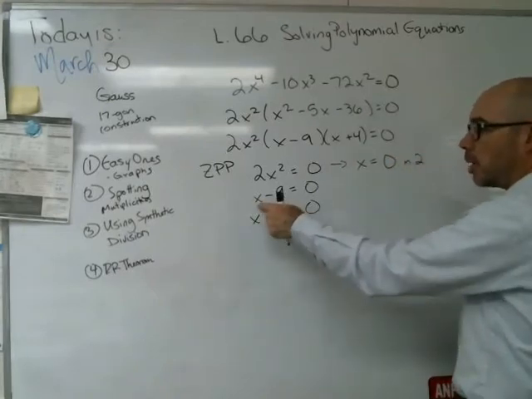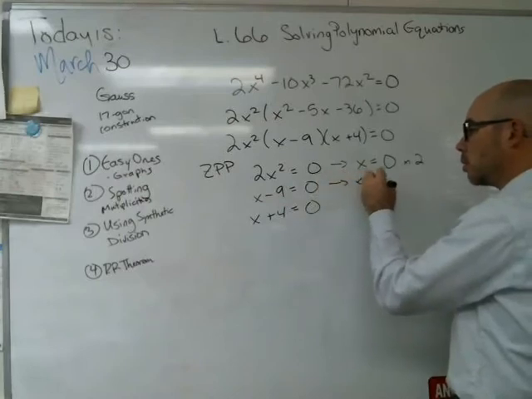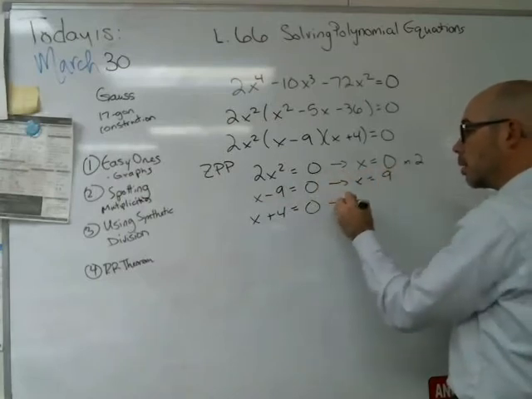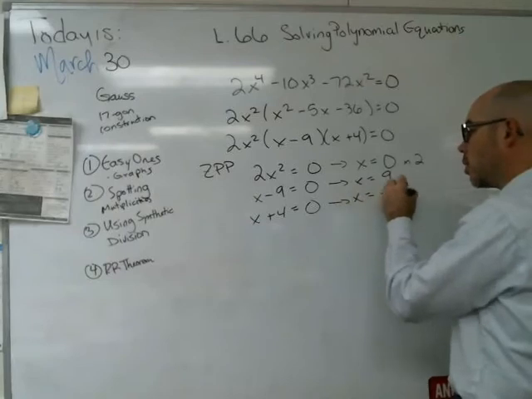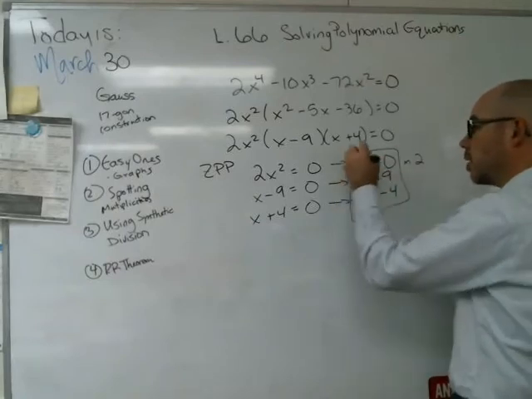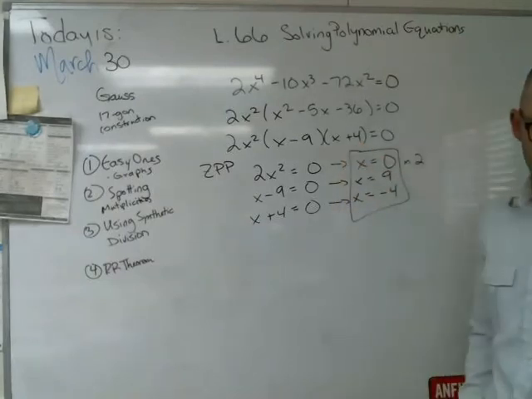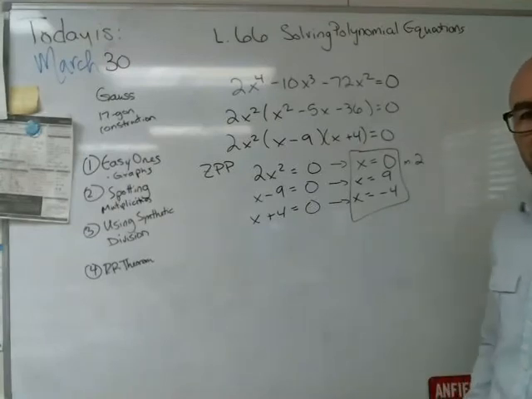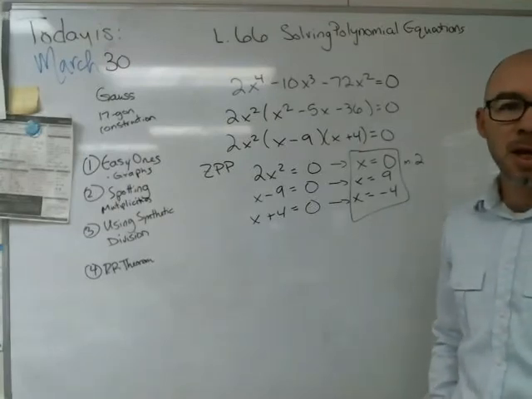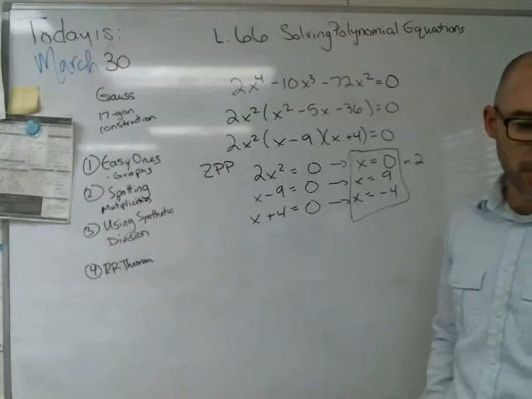It could also equal 9, or it could equal -4. So here are our answers: 0, 9, -4. That one wasn't too bad, involved a little bit of factoring and the zero product property.